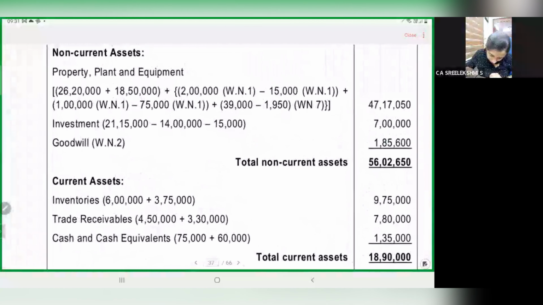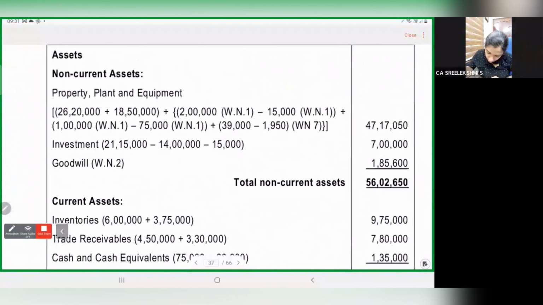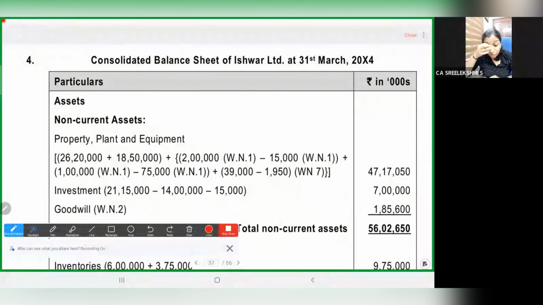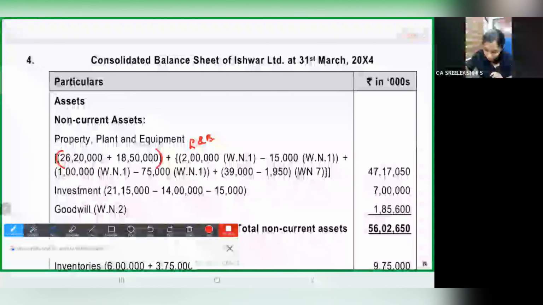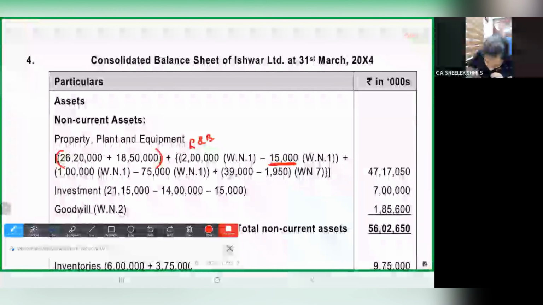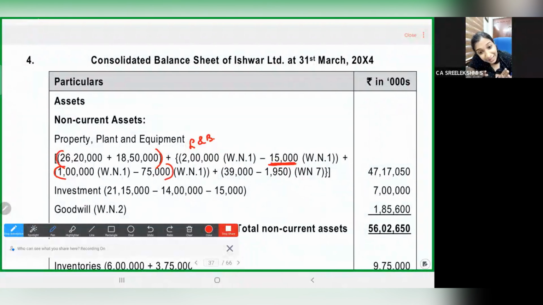So what they have done. Consolidated balance sheet of Ishwar. 2620 plus 1850 total. These are the balance sheet figures. Plus revaluation profit of land and building, 50 million, 150 million, minus additional depreciation. Revaluation profit of plant and equipment minus additional depreciation. And the 39,000 provision minus additional depreciation. So total. Are you clear?